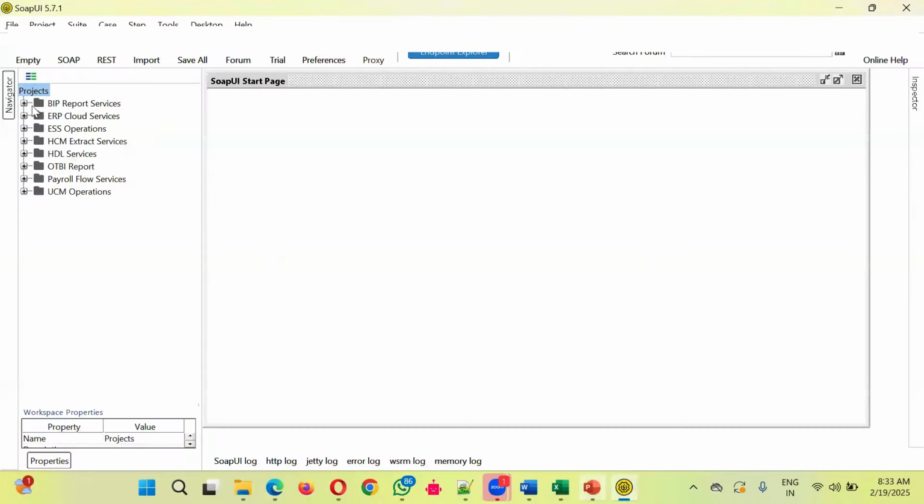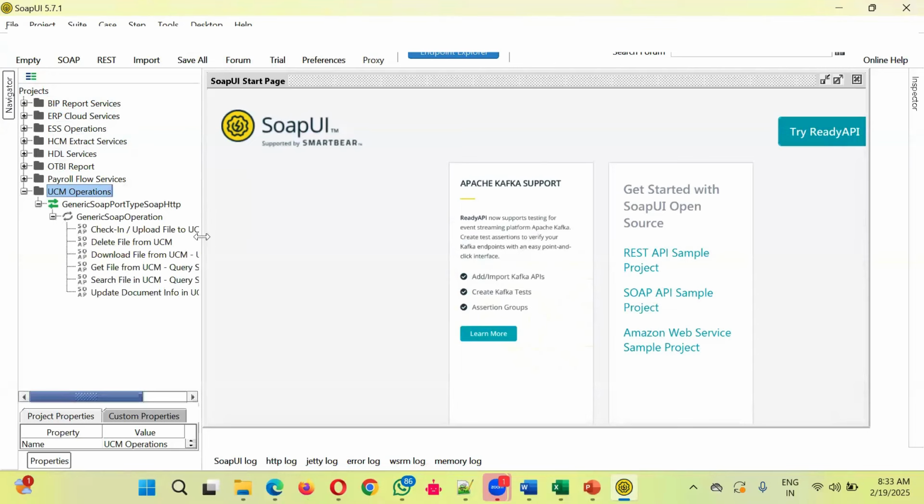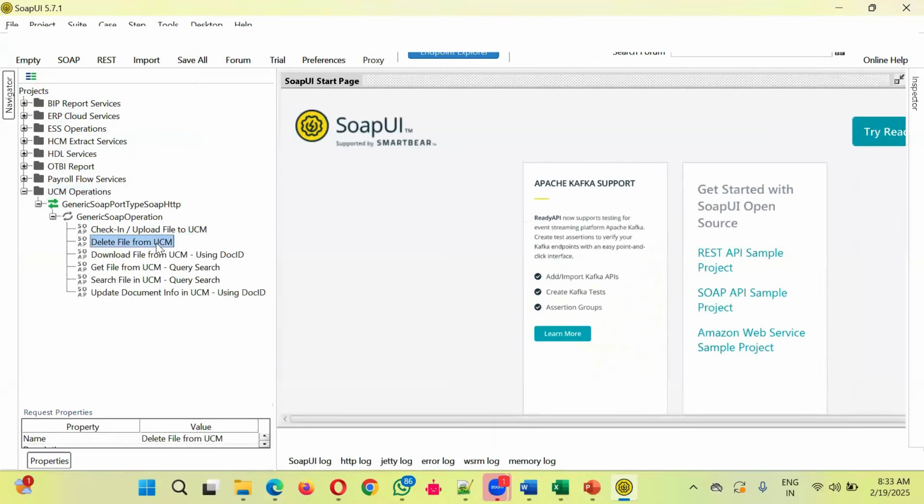Suppose the services to call and handle the BIP report, ERP, ESS job, HCM extract, HCM SDL, and OTBI report using the UCM server. So guys, in the UCM server, what sort of different operations can you do? You can upload the file, you can delete the file, download the file, you can search the file, with different methods to search the file. You can update the content of an existing file.